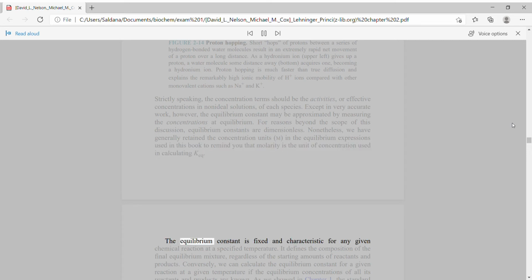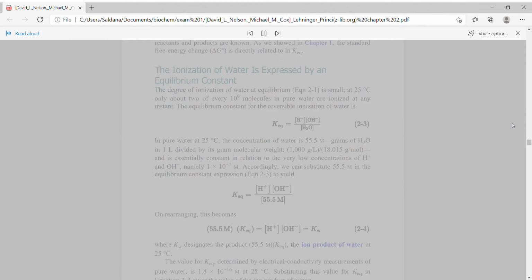The equilibrium constant is fixed and characteristic for any given chemical reaction at a specified temperature. It defines the composition of the final equilibrium mixture, regardless of the starting amounts of reactants and products. Conversely, we can calculate the equilibrium constant for a given reaction at a given temperature if the equilibrium concentrations of all its reactants and products are known. As we showed in Chapter 1, the standard free energy change, delta G degree, is directly related to ln Keq.